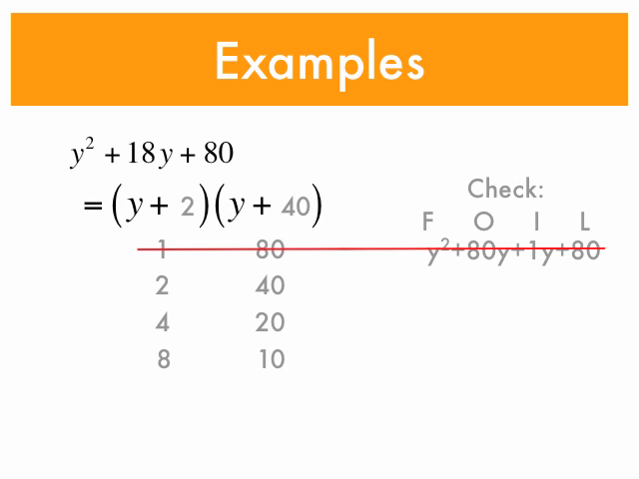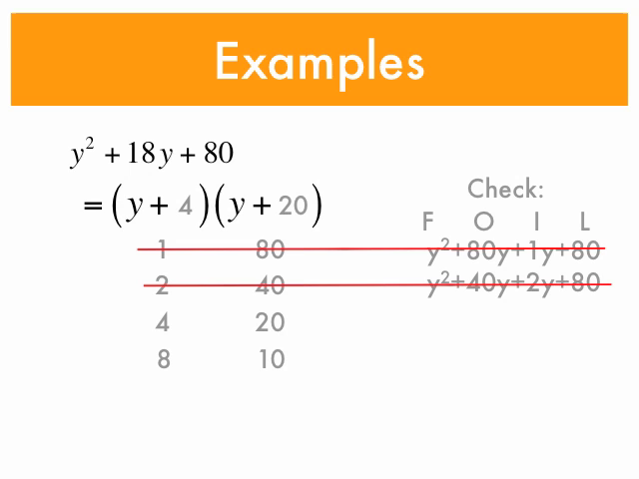If I put 2 in that first blank and 40 in the next blank, FOIL: y squared for F, 40y for O, 2y for I, and 2 times 40 gives me 80 for L. Again, y squared matches, but in the middle, 40y plus 2y gives me 42y. I really want 18y, so I'll cross that out and try the next set of numbers.